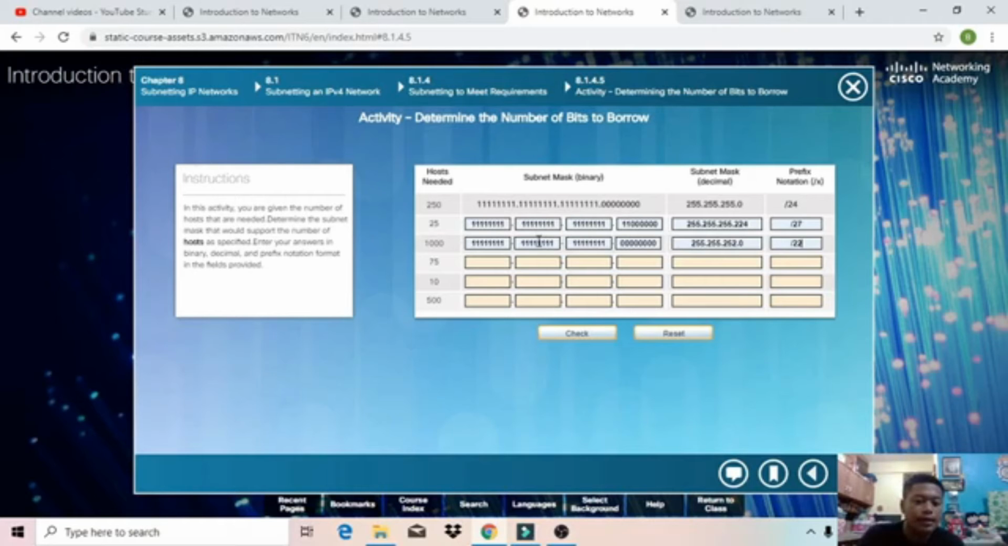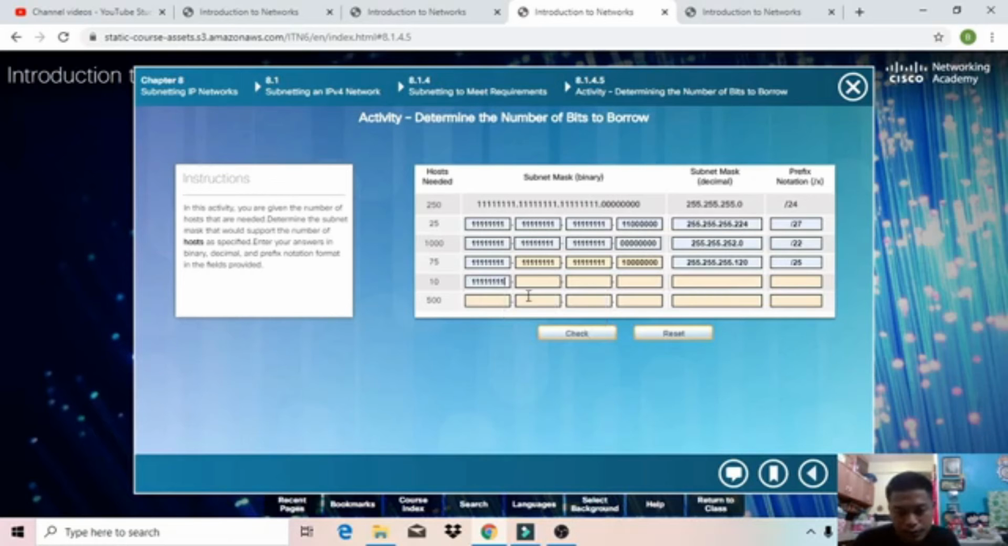So the next, we need 75 hosts. So let's try to answer: 11111111 11111111 11111111 10000000, and the subnet mask I think is 255.255.255.128. So the prefix notation is /25.